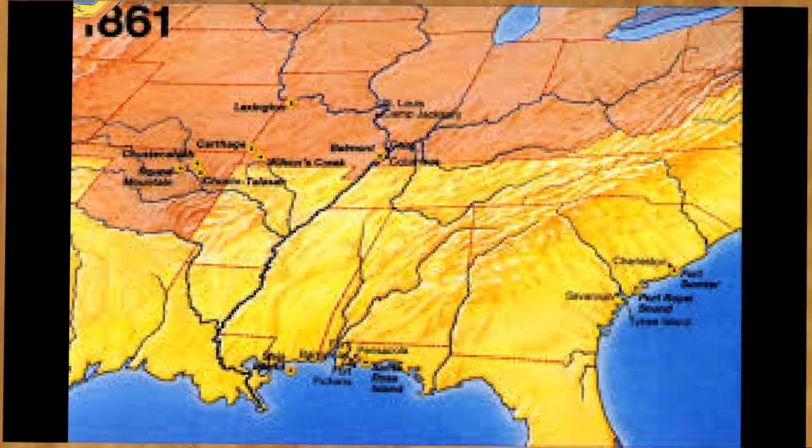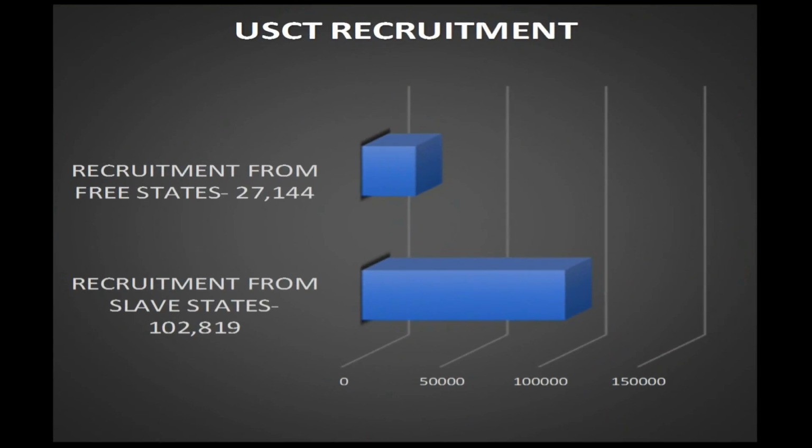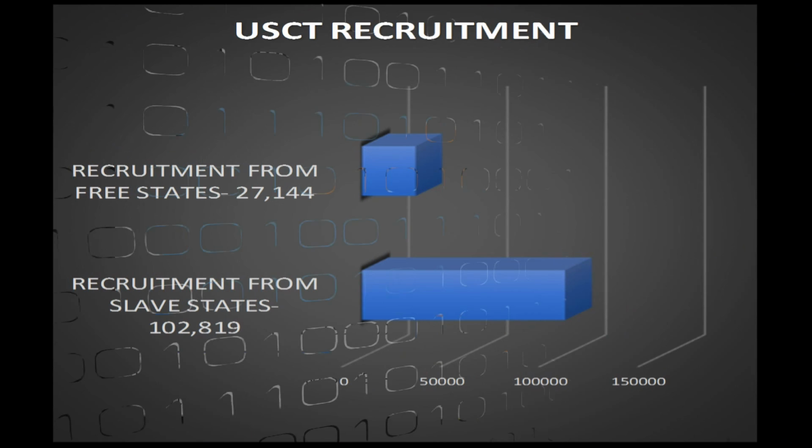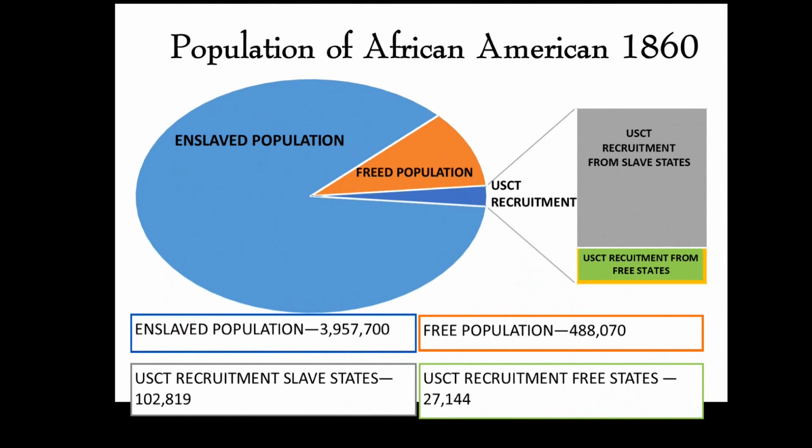And again, as a skill, you could put up a single map and have a discussion. You could have students do a quick analysis, looking at again the populations of free versus enslaved, and then looking at where the men enlisted from.